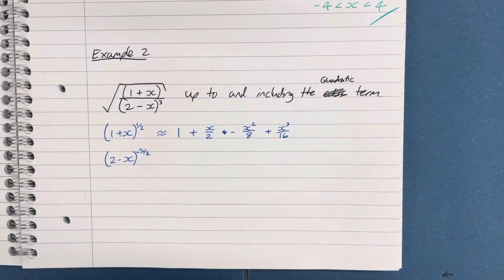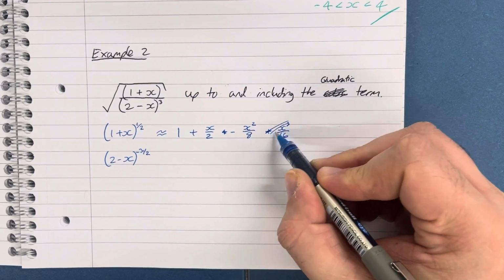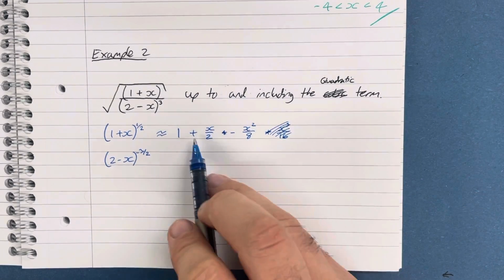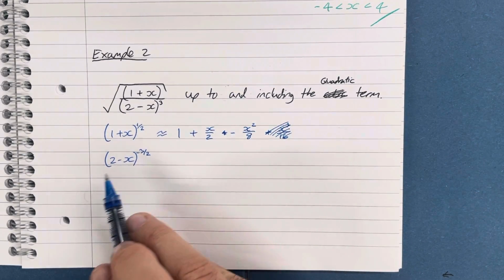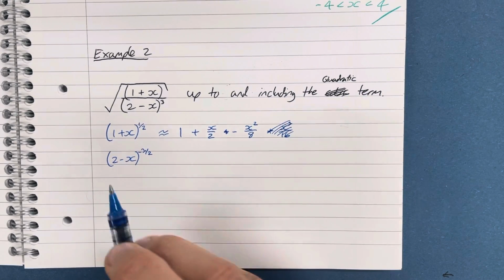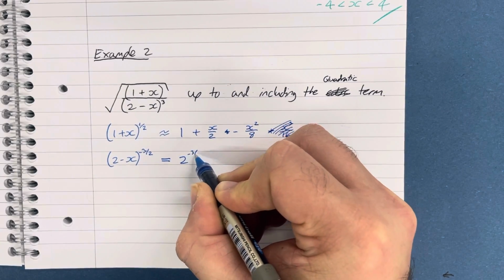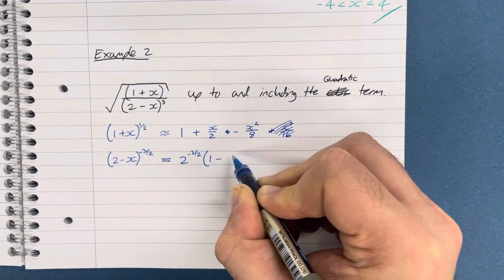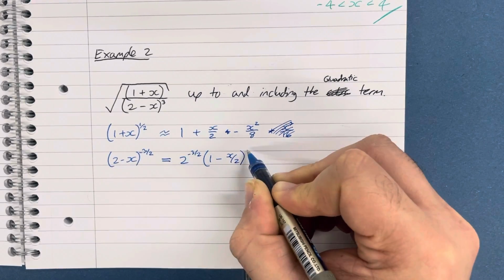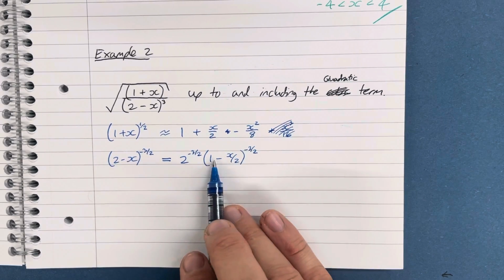Okay, so that's that expansion. I only wanted the quadratic term, so I don't need that. I don't even need that one. Okay, up to the quadratic term. Now, this one doesn't have a 1 at the beginning, so I can't just jump into the formula. I've got to pull that out first. So I'm going to say this is equal to 2 to the minus 3 on 2 into 1 minus x on 2 to the minus 3 on 2. Okay, and once you get proficient, you can just jump straight from that to that.